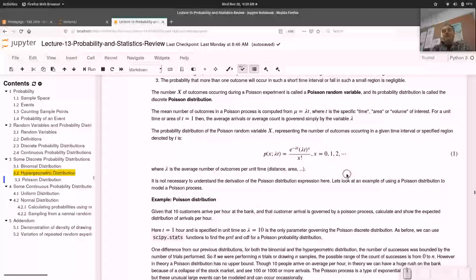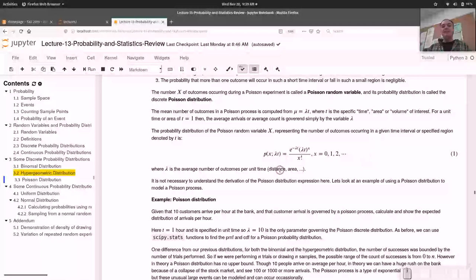This formula would be a lot tougher to derive if you wanted to derive it by hand. So I won't go into that. But there is a mathematical description. So that here, basically, you've only got two parameters. X, again, is the count of the number of things arriving, 0, 1, 2, or whatever. But again, it's not finite in this case.